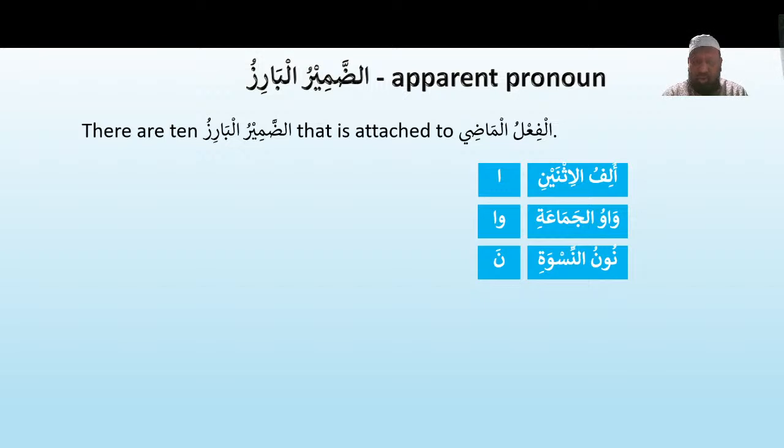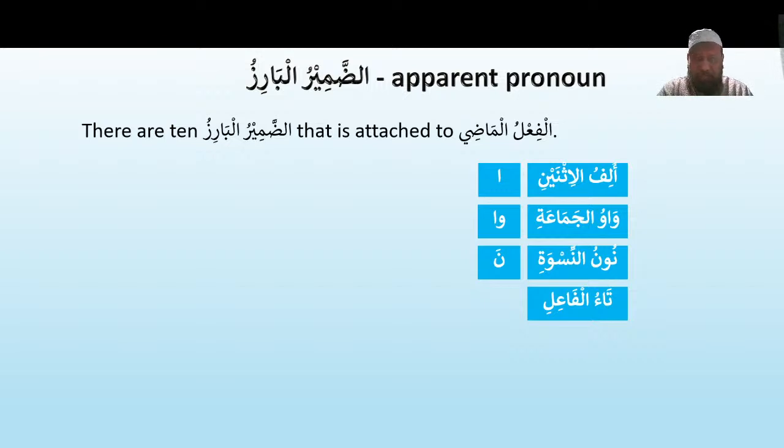Noon an-niswa is plural of muannas. Okay? Noon an-niswa. Next is ta'ul fa'ili. There's a group of ad-damir al-bariz. This damir starts with ta. This is why they are called ta'ul fa'ili.